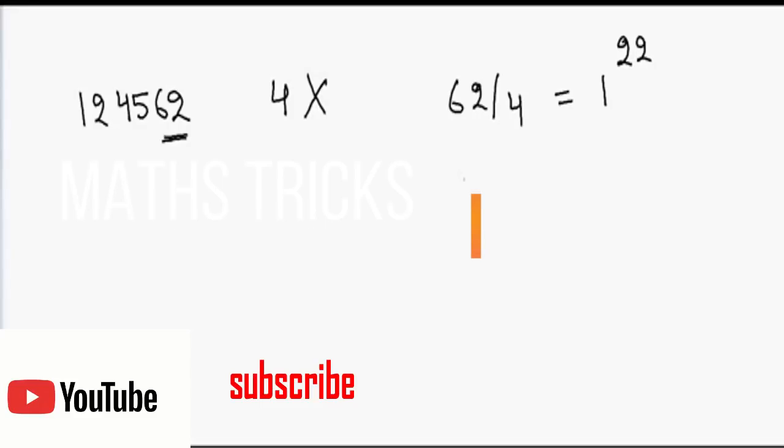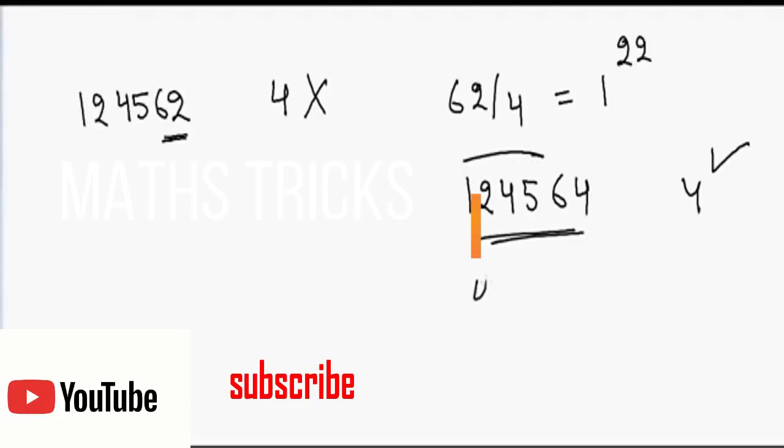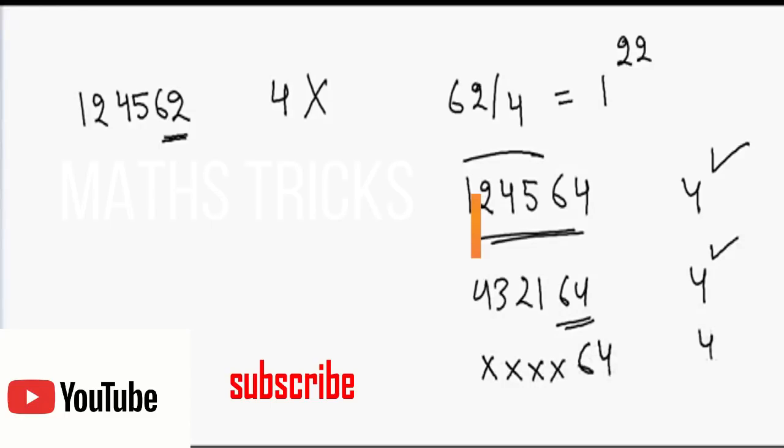So how can I modify this number? If I add 2 more at the end, so I'll make 1 2 4 5 6 and make 4 here, then this number should be evenly divisible by 4. And I can modify this number any way. I can write 4 3 2 1 6 4, then again it is divisible by 4. Or I can write x x x x and 64, then this number should also be divisible by 4. So I have to look at the last 2 digits to check if the number is divisible by 4 or not. In this case it is not.